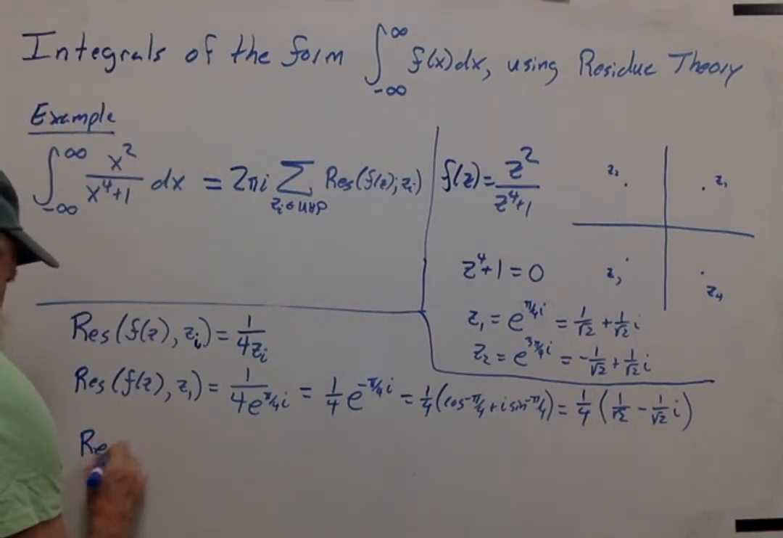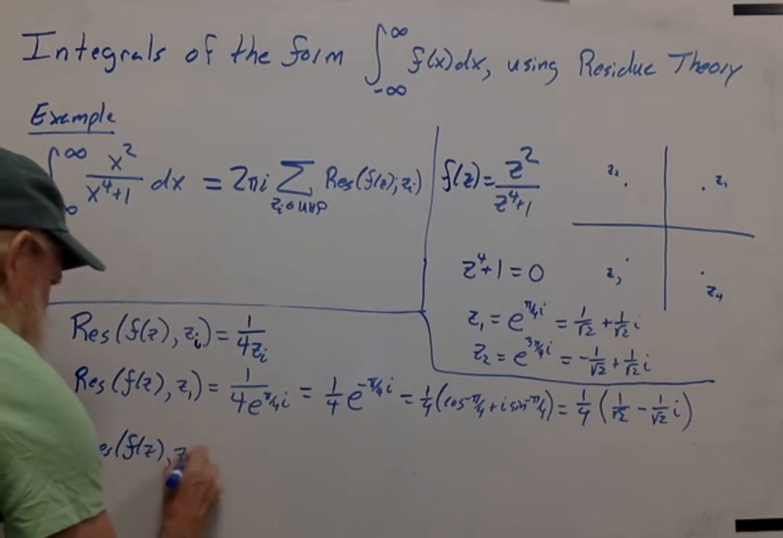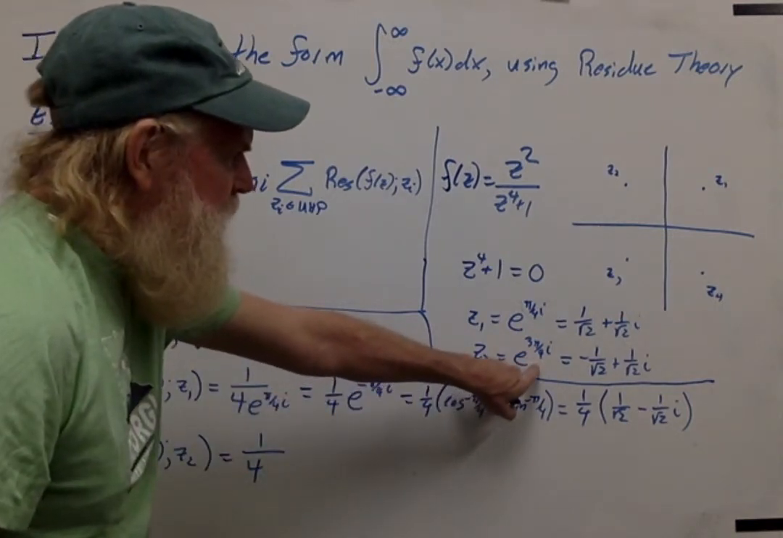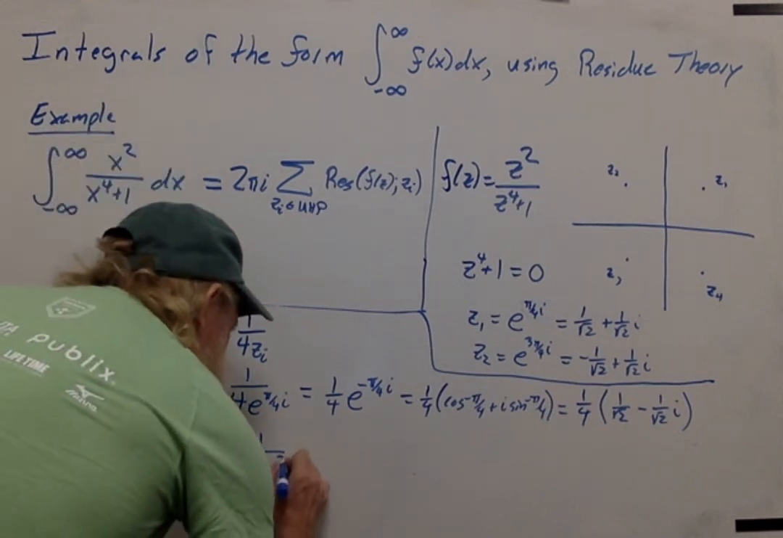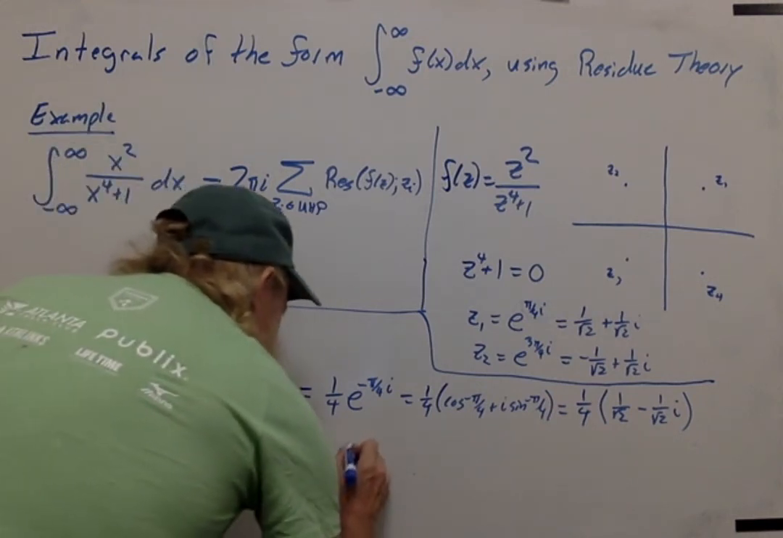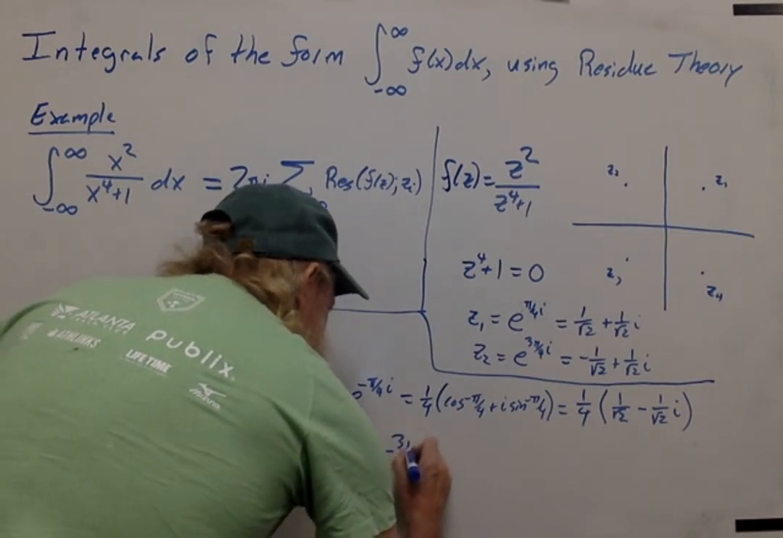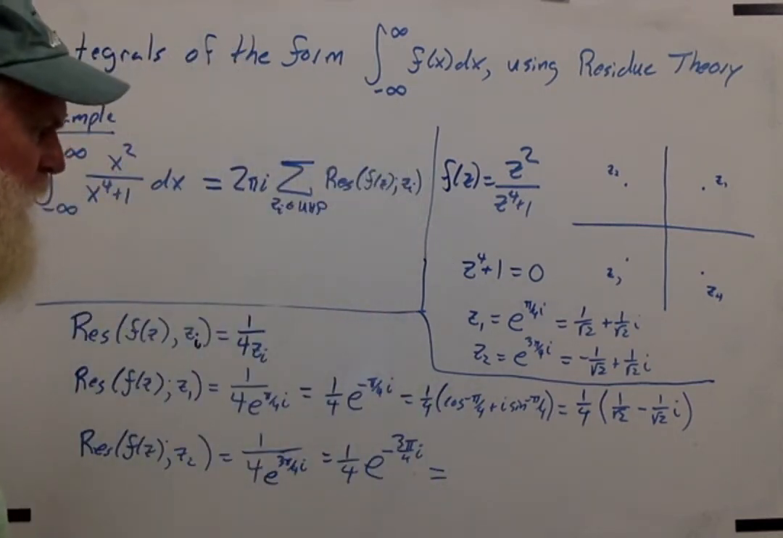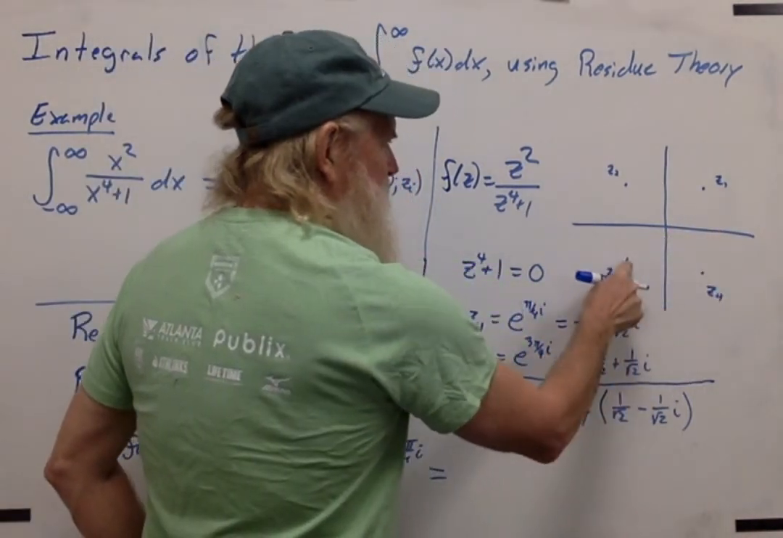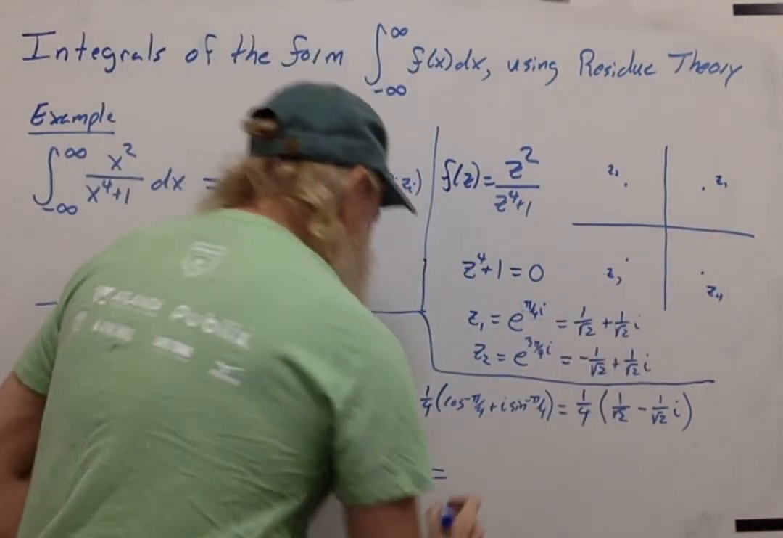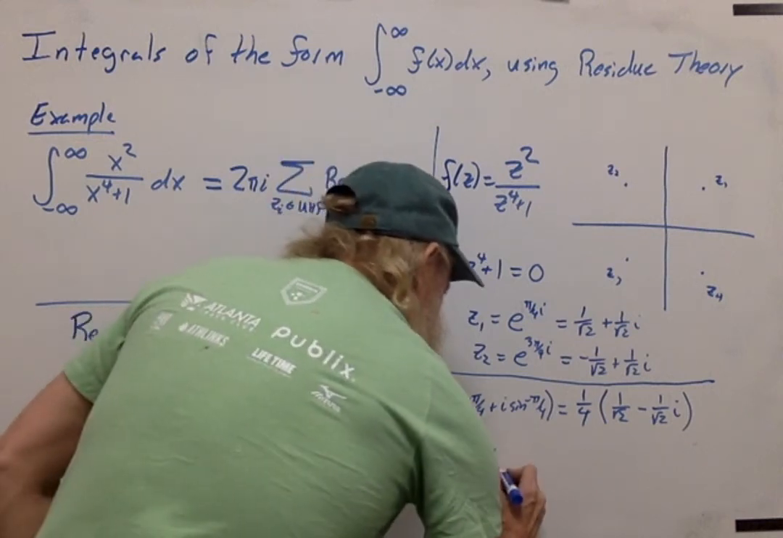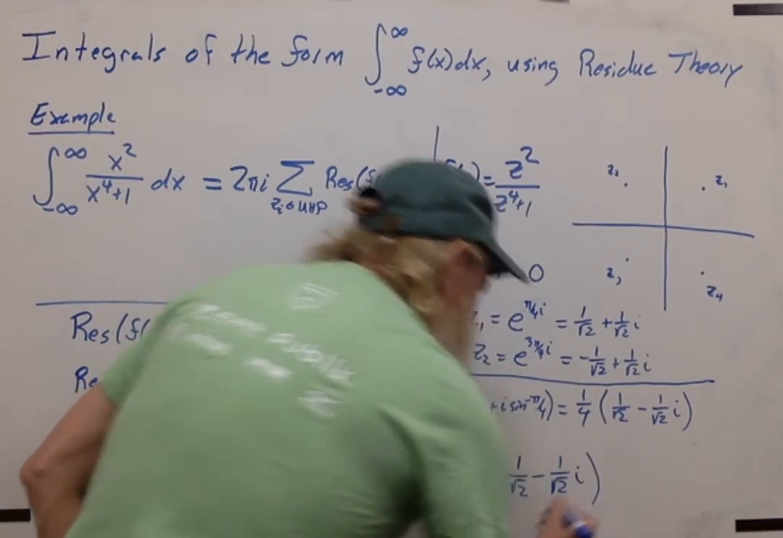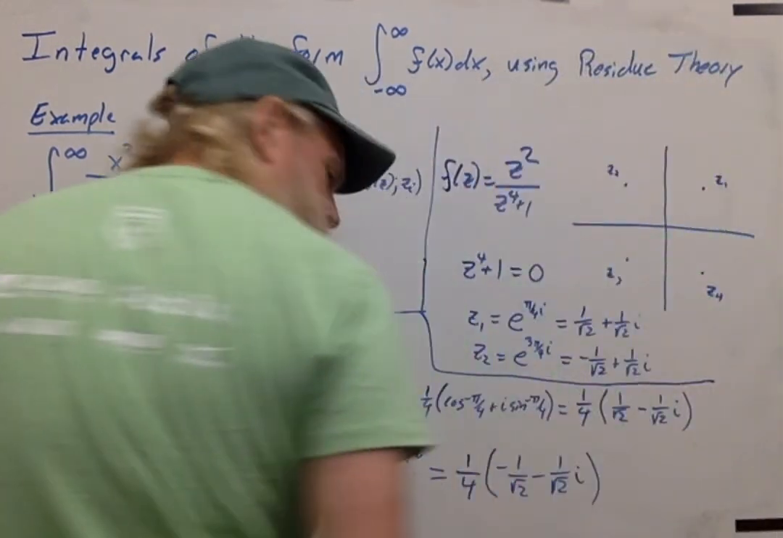And for z2, the residue of f at z2 is 1 over 4 times, z sub 2 is e to the 3 pi over 4I. So this is 1/4 of e to the negative 3 pi over 4I. And once again, you can use Euler's formula. You can also think about it graphically. E to the negative 3 pi over 4 is the same as z3 here, which is negative 1 over square root of 2 minus 1 over square root of 2I. Cool.